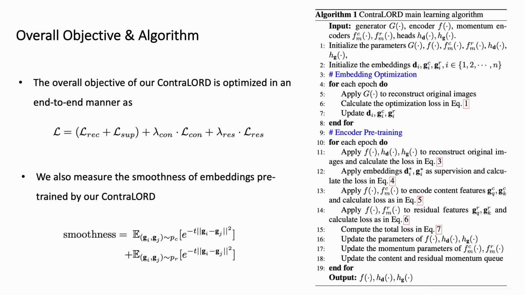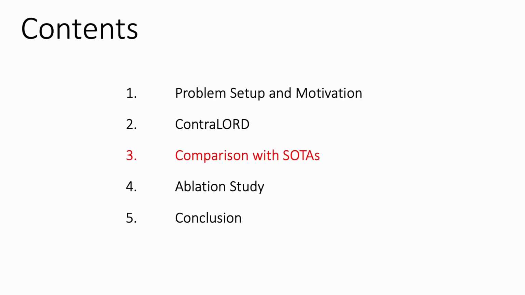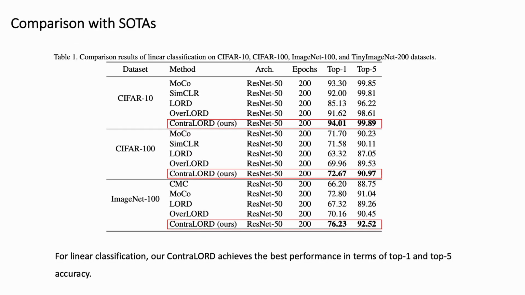So here is the overall objective and the algorithm for our method. We also measure the smoothness of embeddings pre-trained by our ContraLORD. So in the experiments, we compare our method with previous baselines and the state-of-the-art methods.